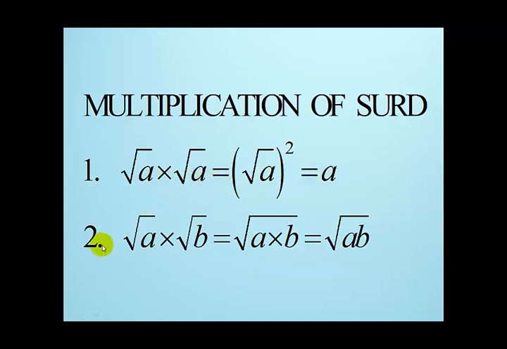Now let's take note of this. The square root of a times the square root of b, that is when the numbers are not the same, we multiply the numbers under the roots. So the square root of a times the square root of b is equal to the square root of a times b. And this is equal to the square root of ab, because when we multiply a by b, the answer is ab.